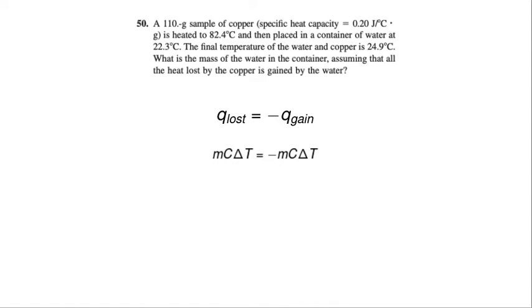Next problem. A 110-gram sample of copper, specific heat capacity given, is heated to 82.4 degrees Celsius and then placed in a container of water at 22 degrees Celsius. The final temperature of the water and the copper is 24.9 degrees Celsius. What is the mass of the water in the container, assuming that all the heat lost by the copper is gained by the water? Again, this is a very similar problem. The only thing that you're solving for here is the mass of the water, everything else being provided.